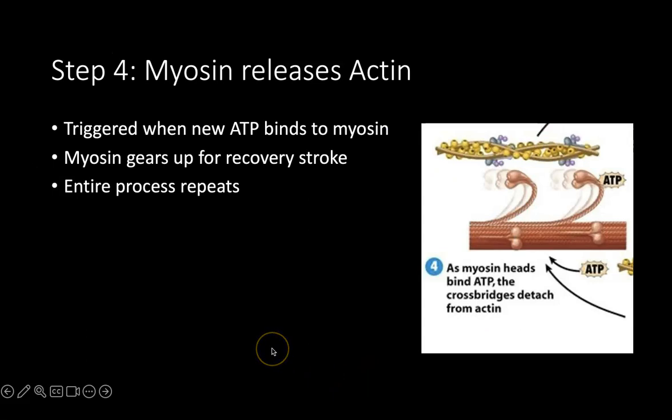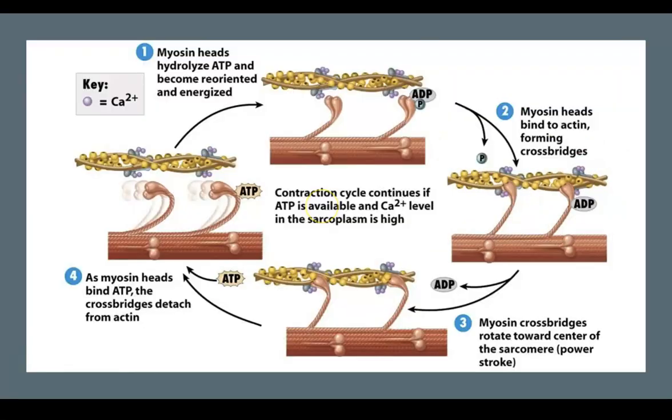So the 4th and final step is that myosin releases the actin. This is triggered by a new ATP being added to the myosin. So now this myosin is in its low energy state here. And the myosin is gearing up for its recovery stroke, and this entire process repeats.